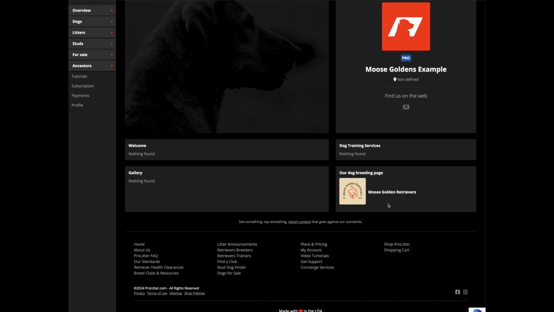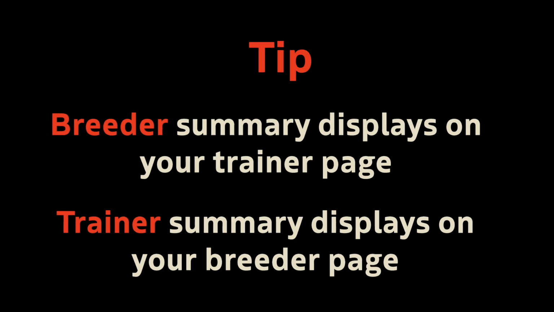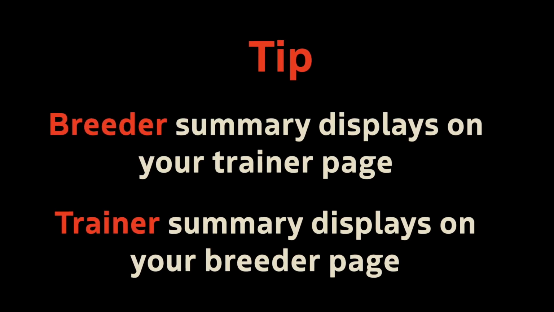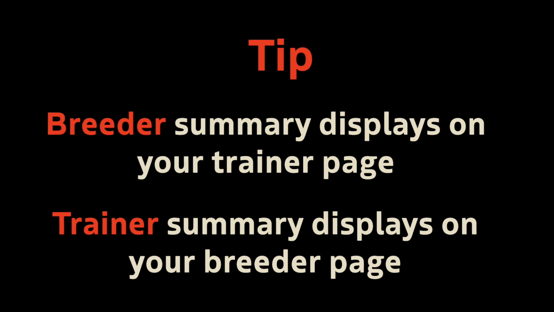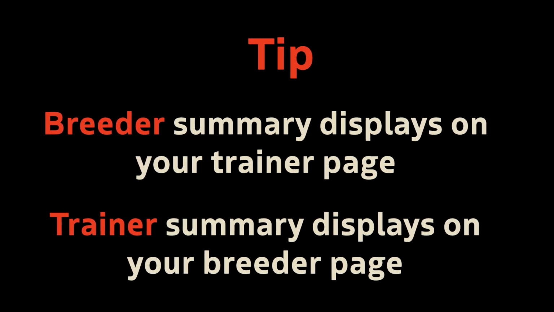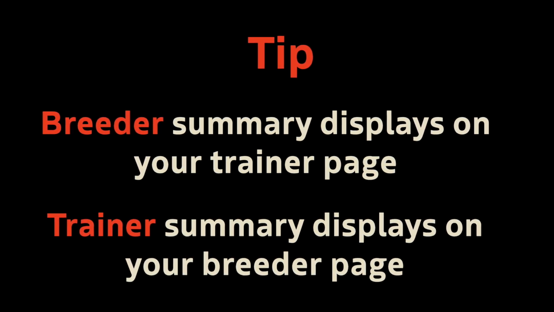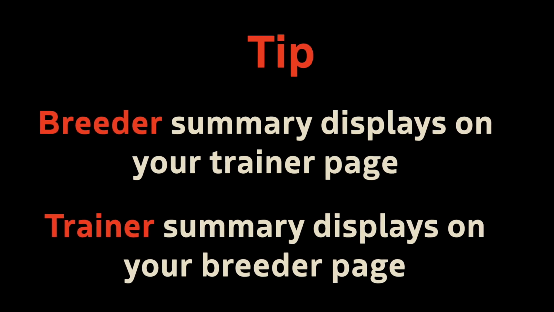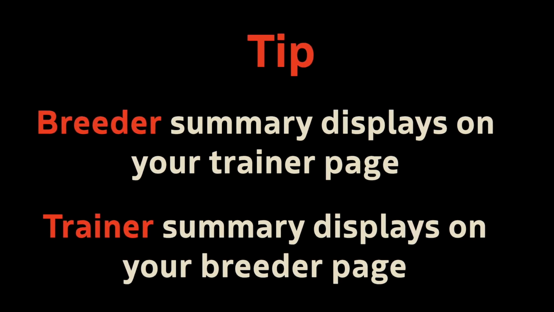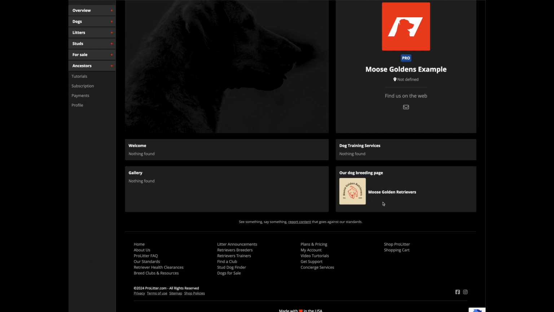Now if we think back to our dog breeding page demo, you'll remember that there was an area where we had a summary. So that's what this is doing here. This is pulling in the breeder information that I added. So this is saying, this is also my training page. So if I had added a summary, you would see that down here as well. But if I were to click this, it would take the user to my breeding page. And that's how we link these pages together.